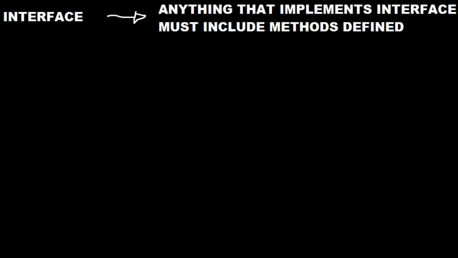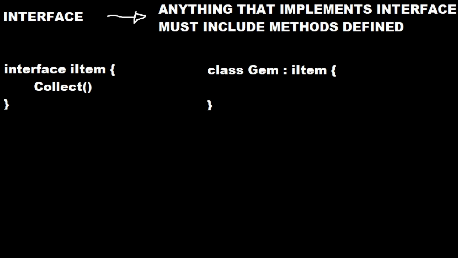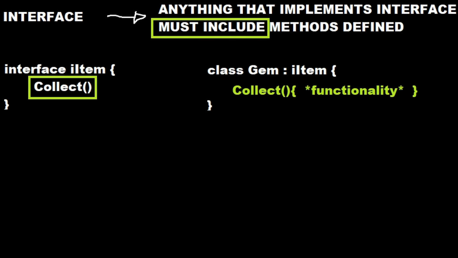In case you haven't used them before, an interface is like a contract where you define methods that classes that use that interface must implement. In our case, we're going to create an interface for item, so anything that we can pick up. So we're going to say anything that's an item must have a collect function. The item we're going to define will be a gem, and we'll implement the item interface. So our gem must include a collect method. So we'll add collect, and in here write the functionality that collect will do for a gem.